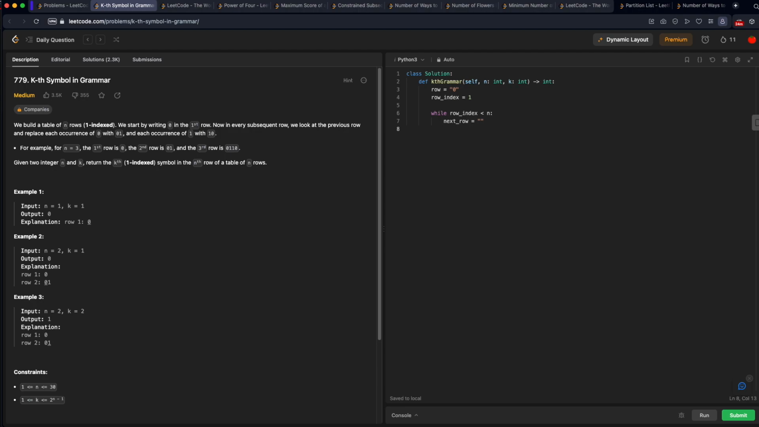And now we'll be going through all the characters in our current row, and we'll be building up our next row. So for every character in our current row, if this character is equal to a 0, well then our next row in this spot, according to this, if it's a 0, we'll add a 0, 1. Otherwise, this character must be a 1, so our next row will add a 1, 0.